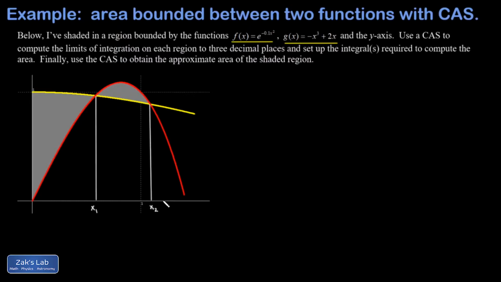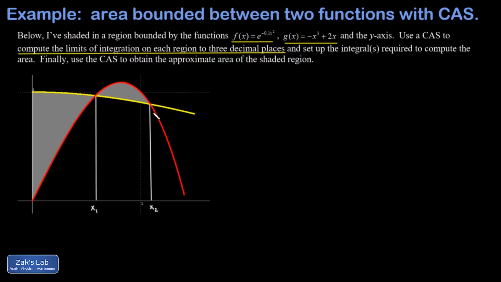And the reason we need those is because the function that's on top changes when the curves intersect. So to define the height of a rectangular area contribution, I need to flip the order of the two functions when I cross the intersection. So we're asked first to compute the limits of integration on each region to 3 decimal places. So after I do that, I'll get into visualizing the area elements and setting up the integrals.